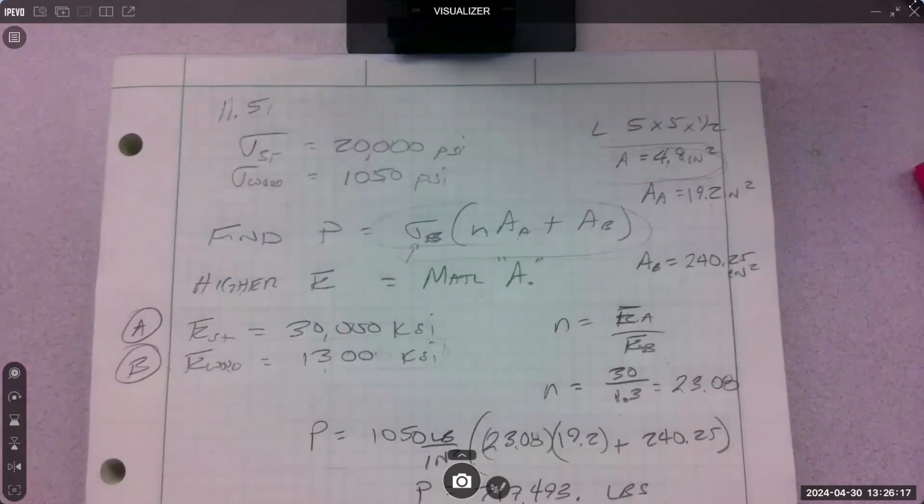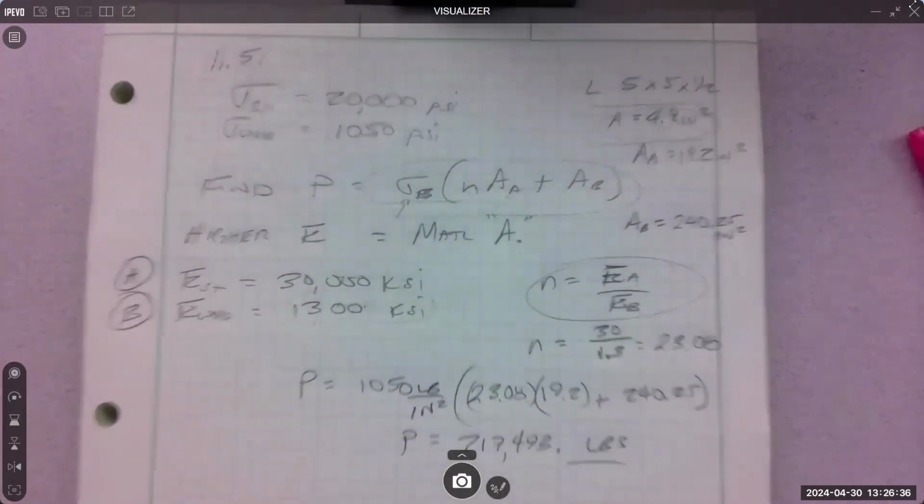Questions? A lot of parts and pieces, but it's not that difficult. You just have to keep your units straight for sure. Especially doing the modular ratio, make sure you don't have KSI and PSI in there. But yeah.